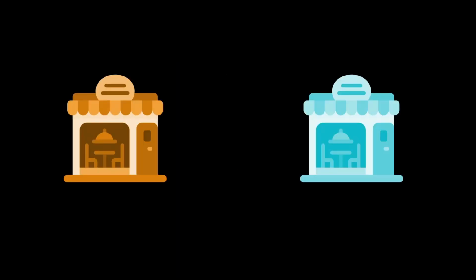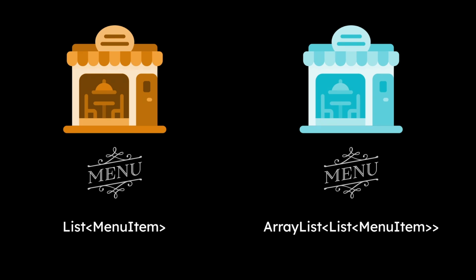The iterator pattern provides a way to access the elements of an aggregate object sequentially without exposing its underlying representation. Let's take an example. Imagine there are two restaurants and both of them have different ways to represent their menu items. One uses a one-dimensional array list and the other one uses a two-dimensional array list. And for some reason, these restaurants are getting merged into one.